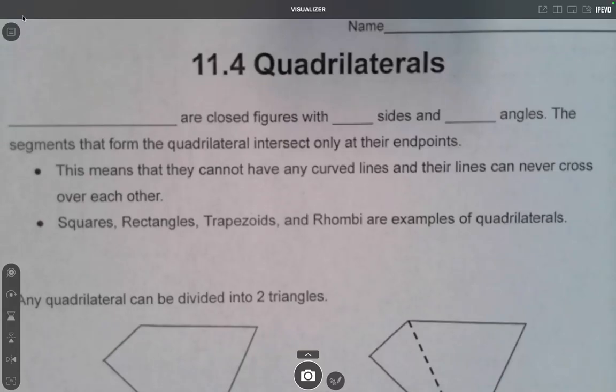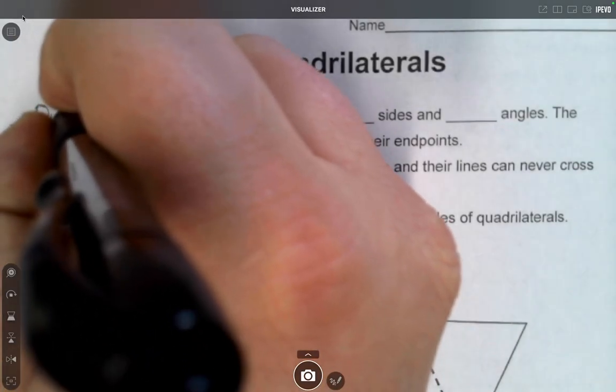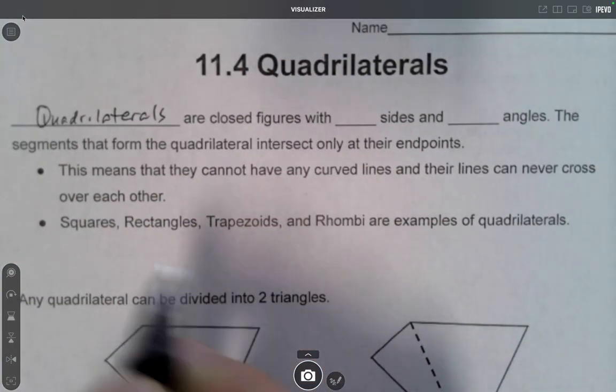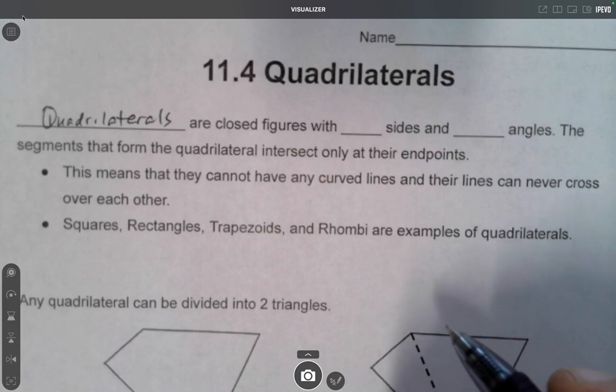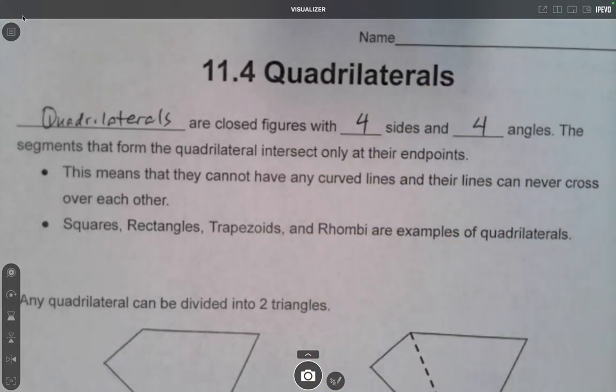So we dealt with triangles. Now we're going to turn to quadrilaterals. Quadrilaterals, if you can't read my handwriting, it's written right there, are closed figures with four sides and four angles.